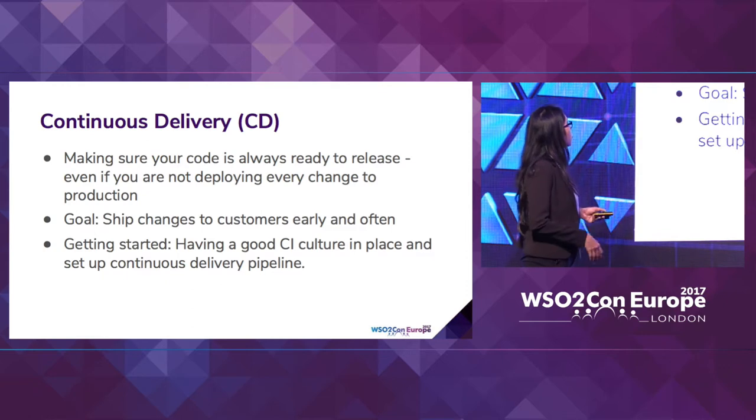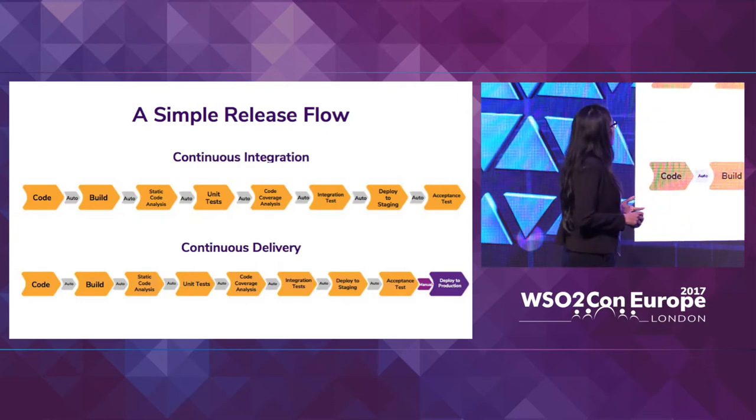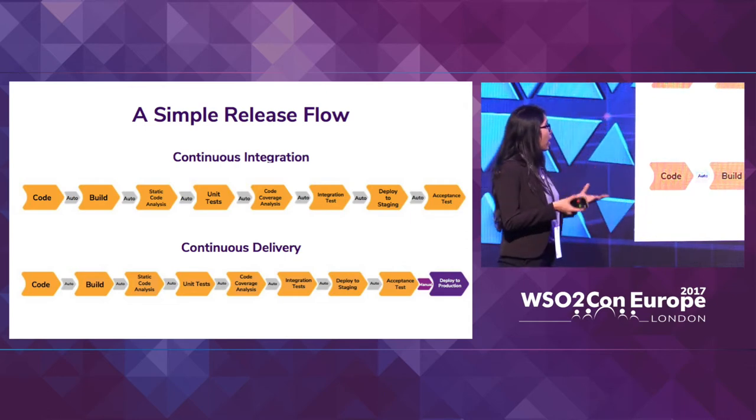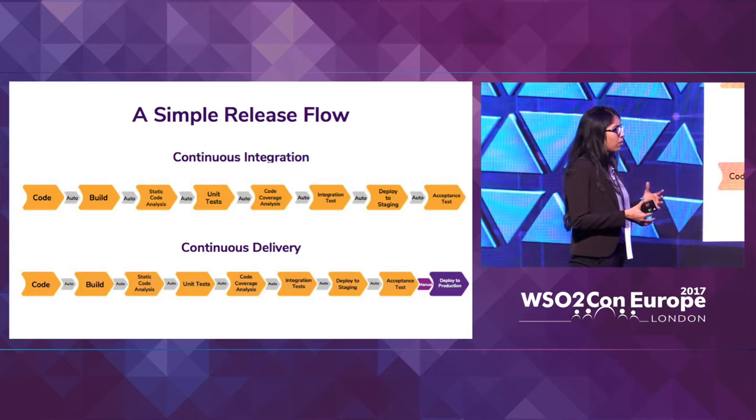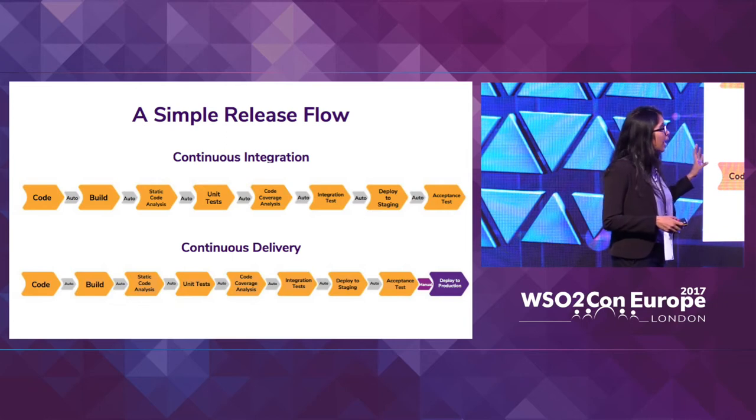So to get started, you have to have a good CI culture in place, and you have to set up the continuous delivery pipeline. So this is a simple release flow. Continuous integration is what we covered earlier. Then with continuous delivery, you can have multiple environments. Depending on your organization's preference, you can have just a test environment, or a staging environment, or both. We also have customers who have a separate environment to do performance tests as well. And then you have the production environment. So continuous delivery, after all the integration tests, is about deploying the software into various environments, performing relevant testing, and going into production.